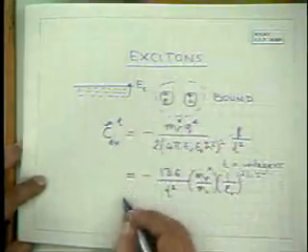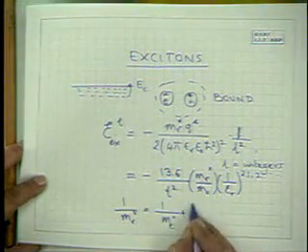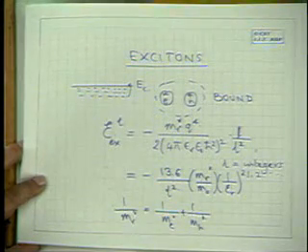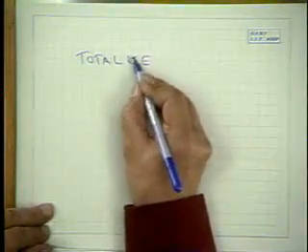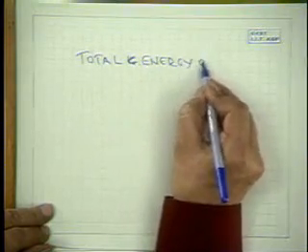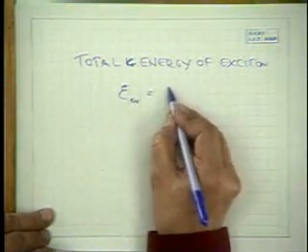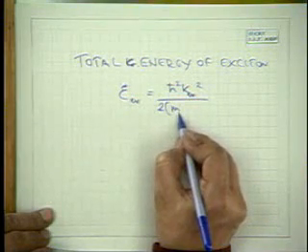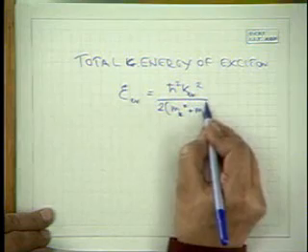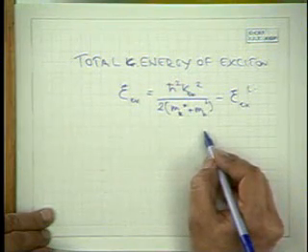We have a bound electron hole pair, so 1 by Mr star is 1 by Me star plus 1 by Mh star. So the total energy of the exciton is the sum of the kinetic energy, which is h squared K exciton squared over twice Me star plus Mh star, minus the binding energy of the exciton.